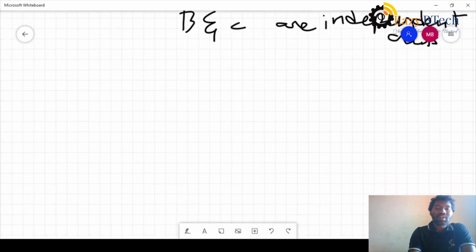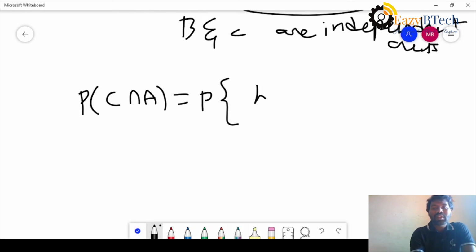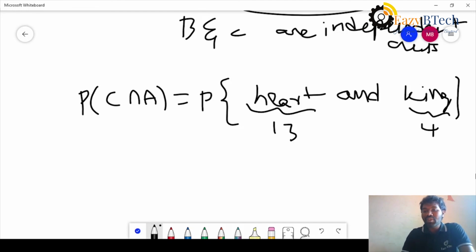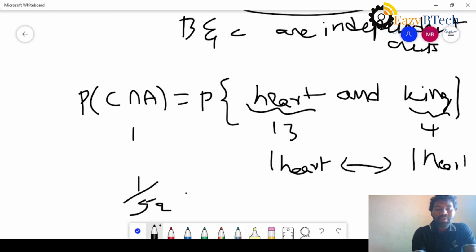So the final thing: A intersection B, B intersection C, and C intersection A. So for C and A, I will write the probability of getting heart and king. Here there are 13 cards. King means 4 kings, but out of 4 kings, one is the heart king. Here also you are having one heart king. So one heart king match means the probability of A intersection C is equal to 1 out of 52.